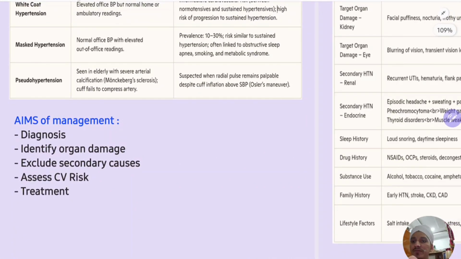So, what are the aims of management? So the aims of management are first to make a diagnosis of hypertension. Okay, how do you make a diagnosis of hypertension? There are three methods of measuring the BP. Number one is the palpatory method.